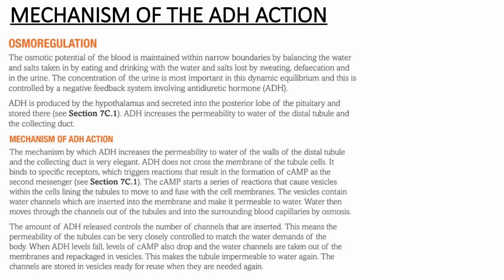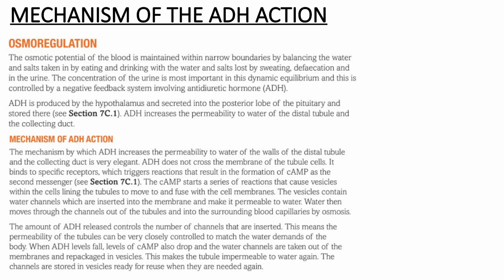What is the mechanism of ADH action? The mechanism by which ADH increases the permeability to water of the cells of the distal convoluted tubule and the collecting duct is very elegant. ADH does not cross the membrane of the tubule cells. It binds to specific receptors, which triggers reactions that result in the formation of cAMP as the second messenger.